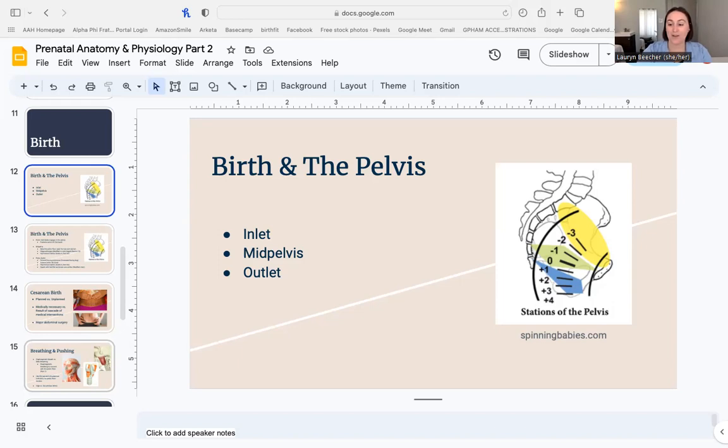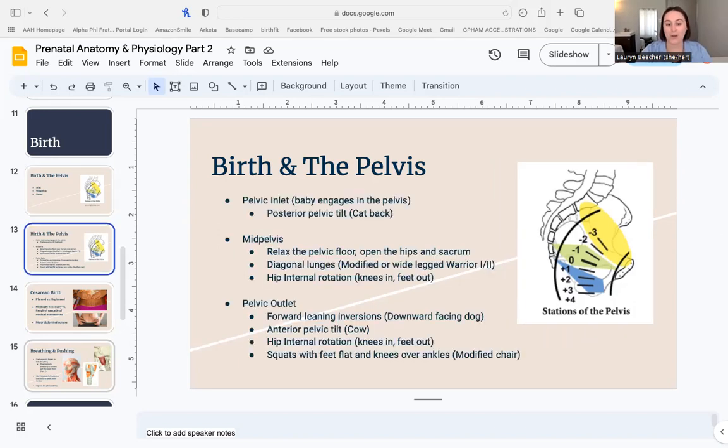So when we think about how this impacts our yoga practice and how we can bring our yoga practice into labor and birth, we first want to think about pelvic inlet. While someone is pregnant, things that move you into posterior pelvic tilt, where your pelvis is rocking back and your tailbone is tucking, are movements that can help the baby drop into the top of the pelvis.